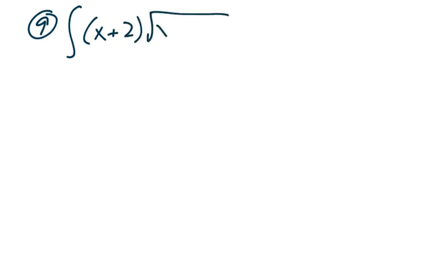All right, that was number 7. I'm going to go on and try number 9. I love number 9 because it looks like it's going to be a really, really tough one, but it's not. Very, very pretty. This is the integral of x plus 2 times the square root of x squared plus 4x minus 3 dx.